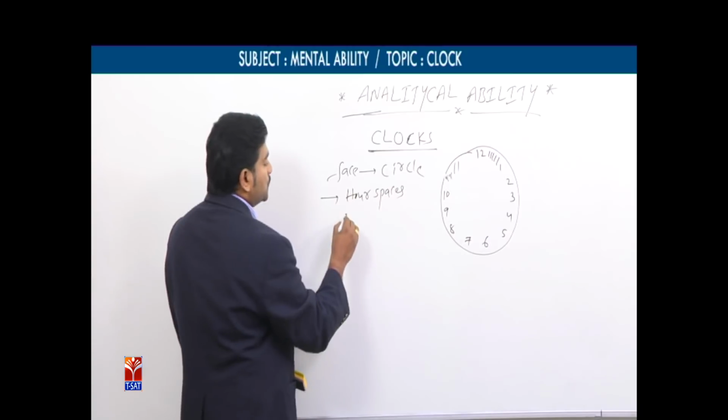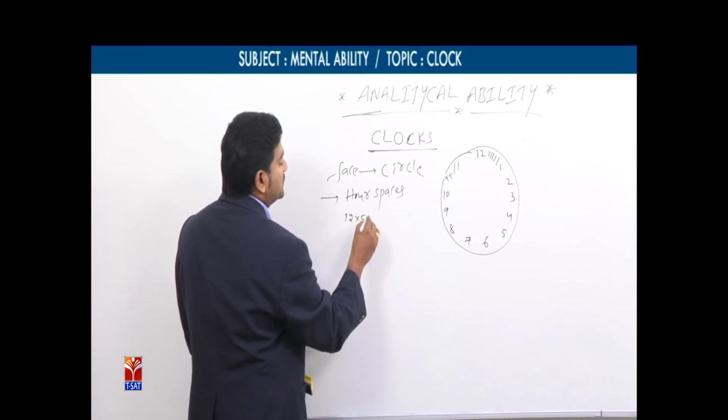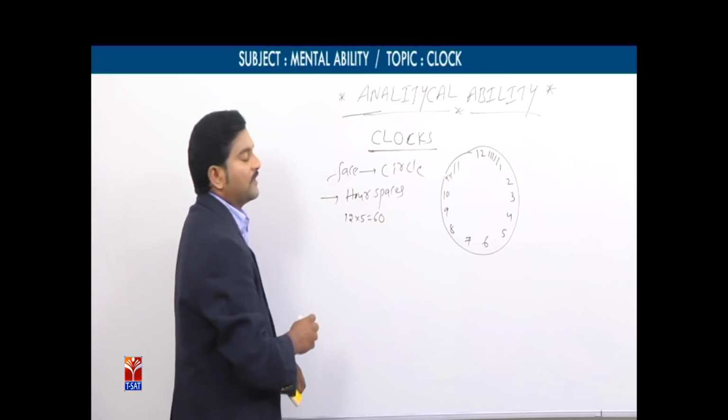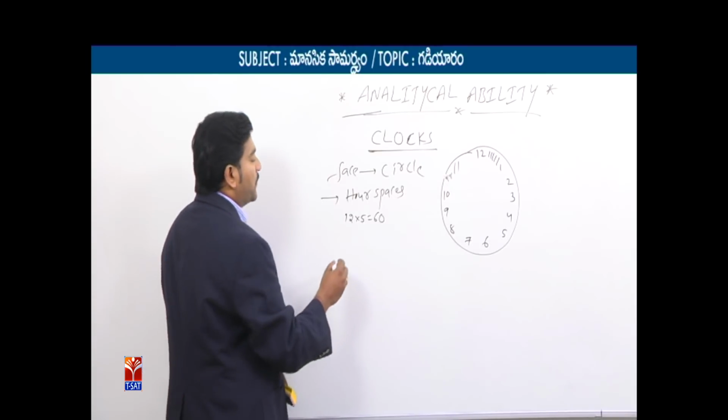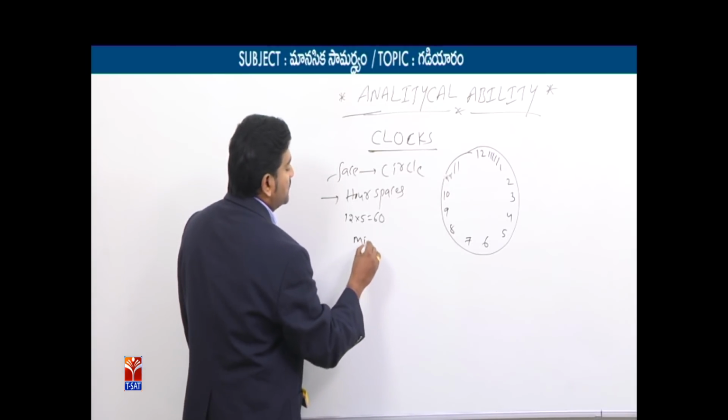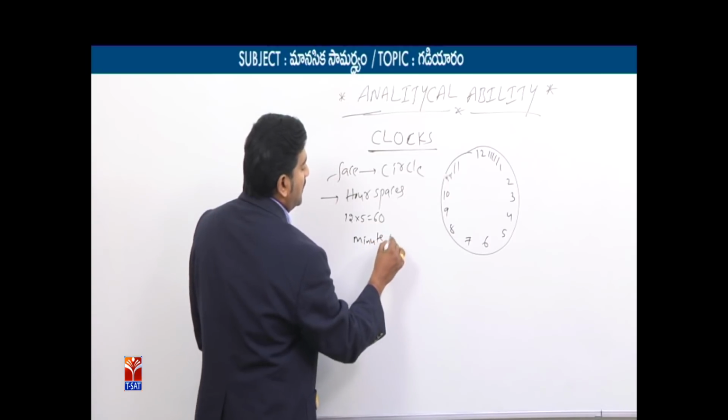That is, 12 into 5 is equal to 60 small equal parts. Each part is called a minute space.